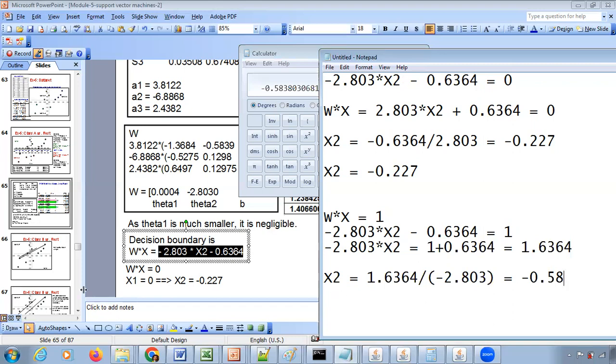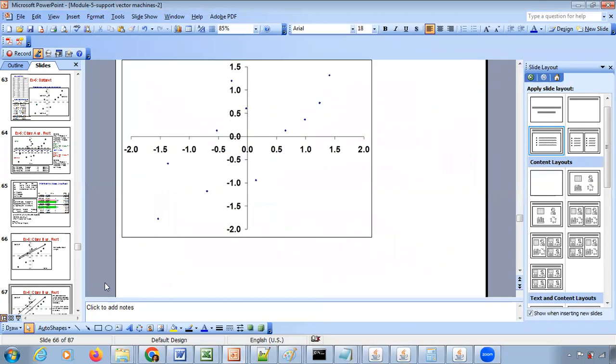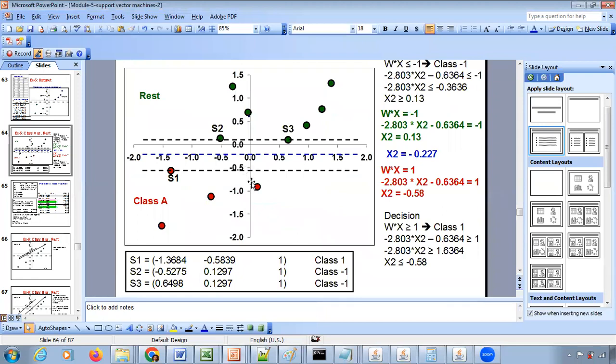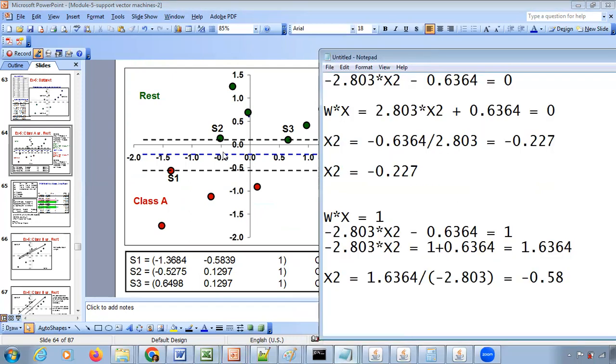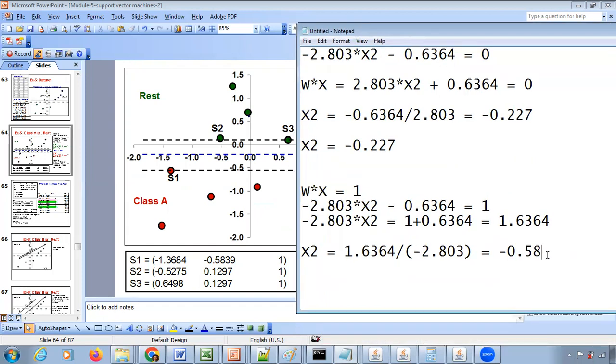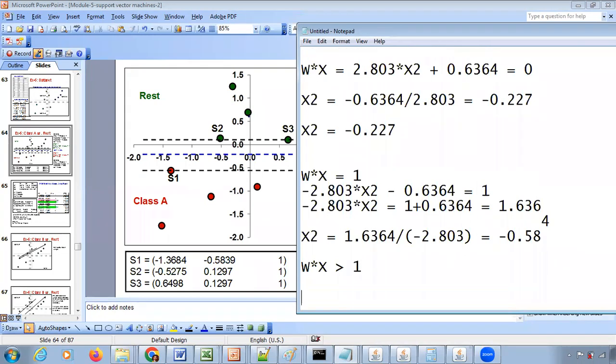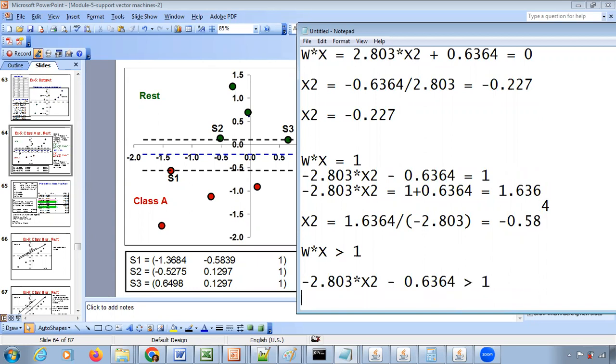So x2 equals -0.58 is the point where this line will go through, wx equals 1. Now in the same discussion, for all these red data points that are really in class 1, so anything belonging to class 1, wx will be greater than 1, right? So again, our w is x is this. We have to use the original. So wx greater than 1.